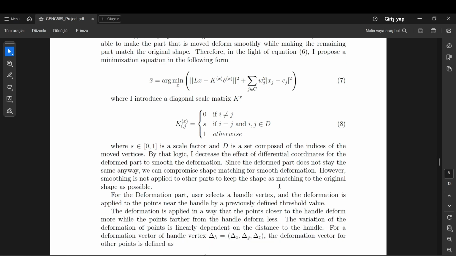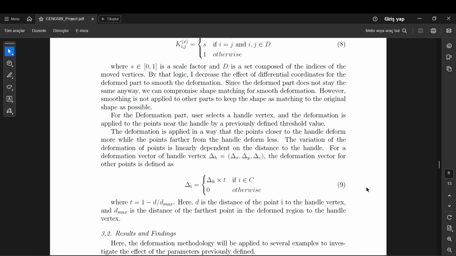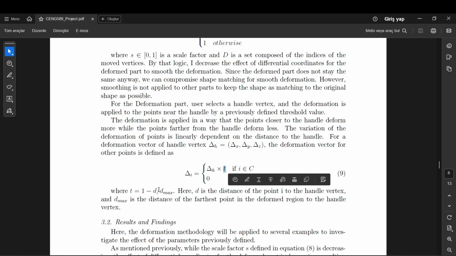The user sets a handle vertex, and the deformation is applied to the points near the handle as delta h times t. Delta h is the deformation of the handle, and t is 1 minus d over dmax, where d is the distance of the point I to the handle vertex, and dmax is the distance of the farthest point in the deformed region to the handle vertex. By deformed, I mean the moved region. I define this as a deformation function, and it is linear, as you see.